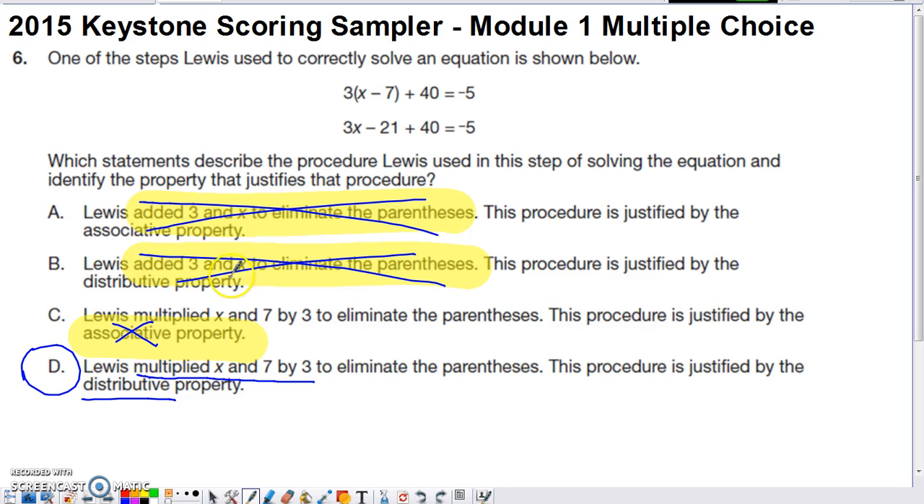Now, I look at choices A and B, and it talks about adding 3 and x. I didn't add 3 and x right here. This is 3 times x. So there's no way that I'm adding 3 and x to eliminate the parentheses. I can get rid of A and B right away.